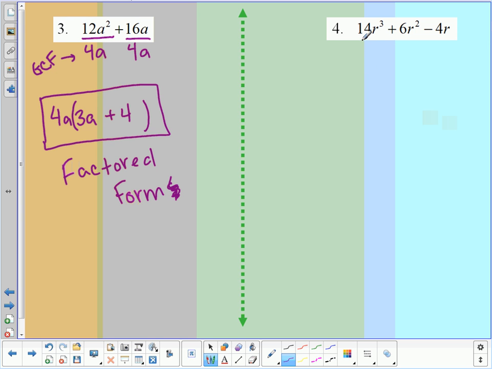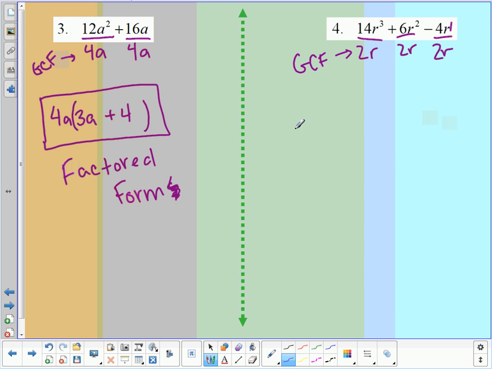In number 4, I have 14r to the third plus 6r squared minus 4r. So I look at the coefficients, 14, 6, and 4, negative 4 technically. The largest number that I can take out of all of them is 2. And notice, by the way, that I'm dividing all of them by 2. And the largest variable, I have r to the third, r squared, and r. The largest variable that I can take out is just that r to the first. So I have 1 r that can come out. And again, that's my GCF.